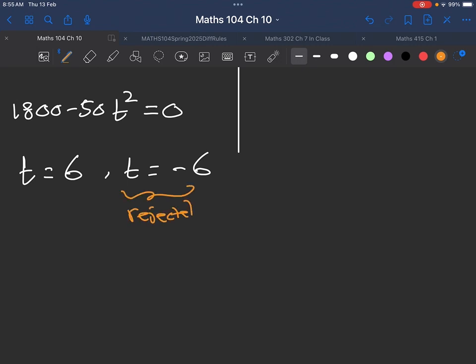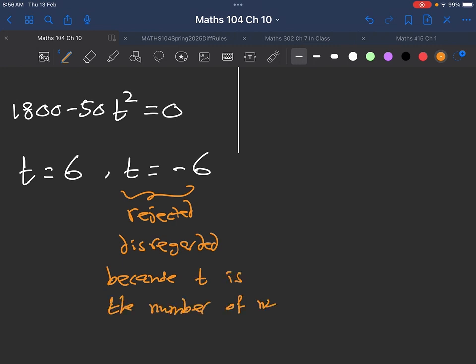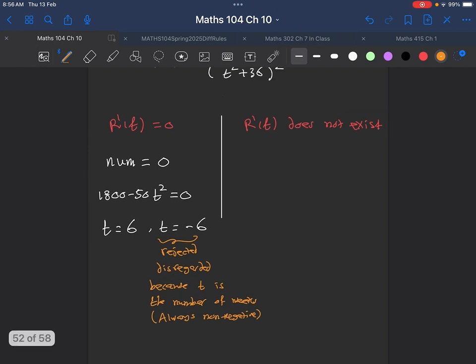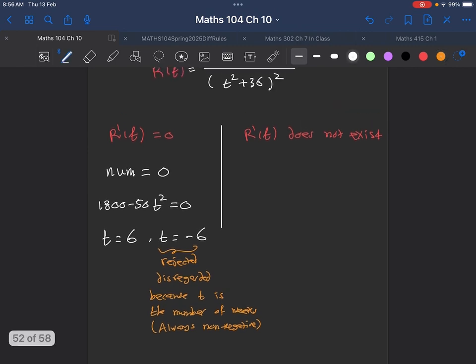Before I continue any further, this is rejected or disregarded. The reason why is because t is the number of weeks. I cannot accept that the number of weeks be negative, so it should always be non-negative. I cannot expect to get revenue before I even start showing the movie in the cinema.